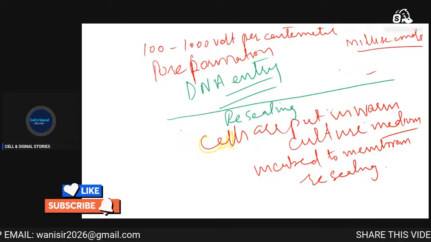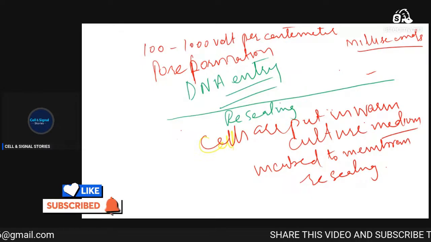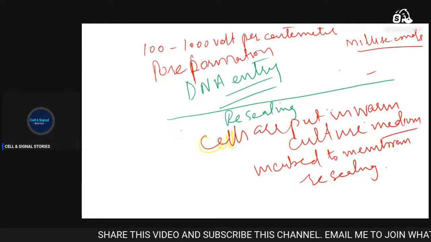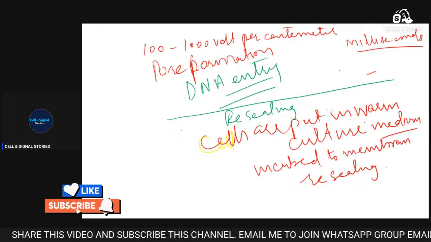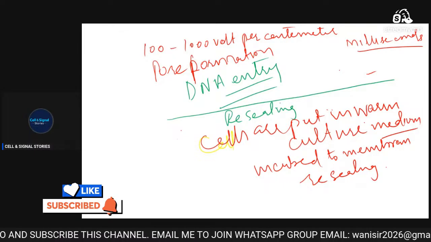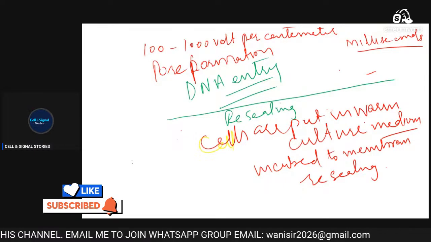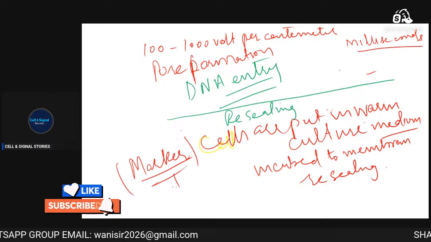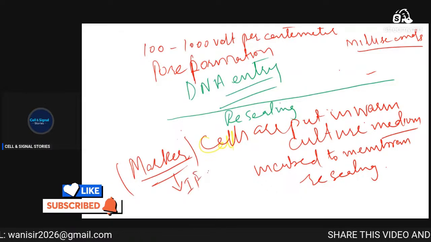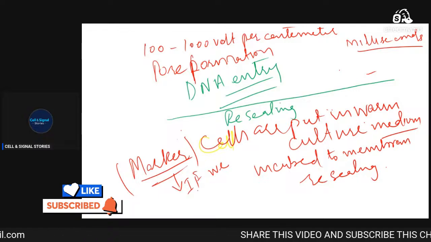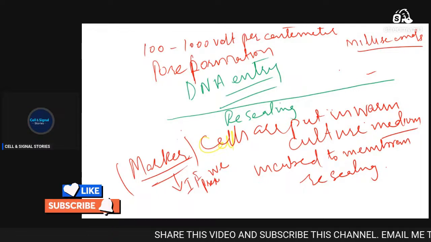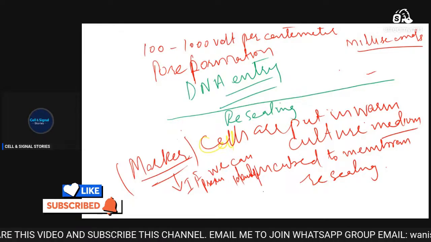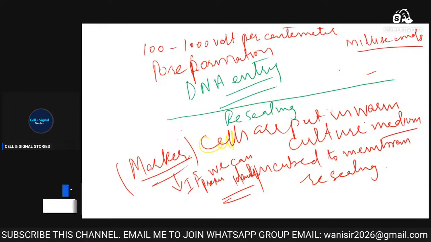Now, after the pulse, the mixture is diluted in the warm culture, and we will get the cells which have resealed. If the plasmid contains a selectable marker such as antibiotic resistance, cells are plated on the selective medium to identify the successful ones. So it is important to have the marker, and if the marker is present, we can identify them. The marker is very important in all these processes.